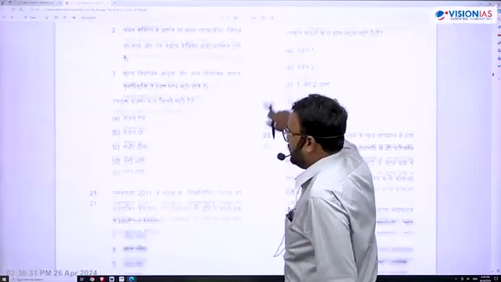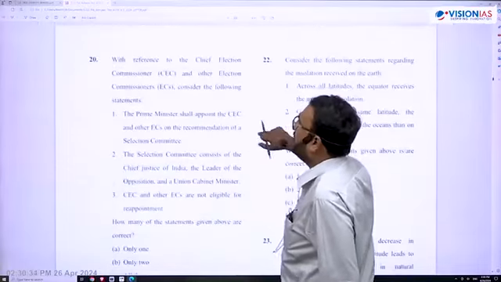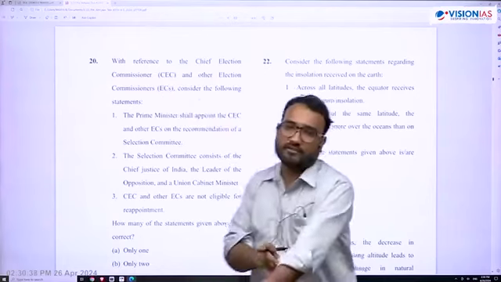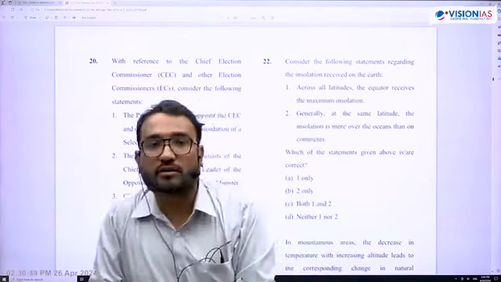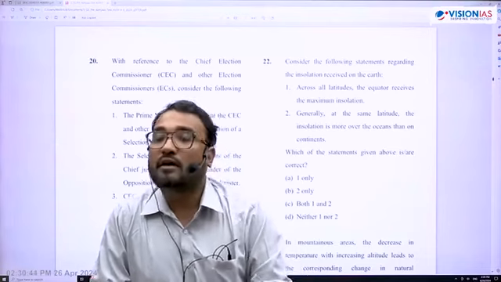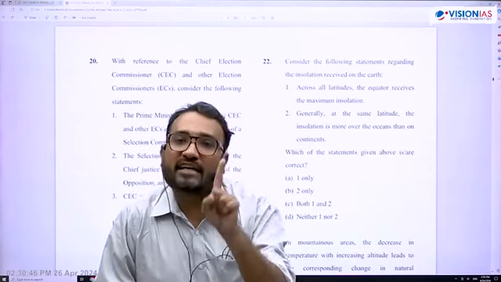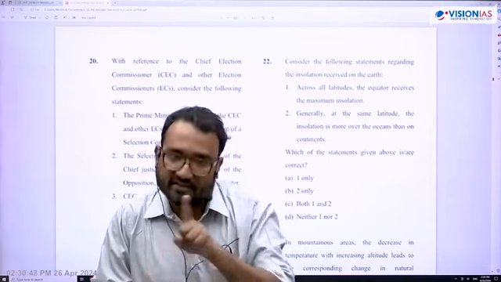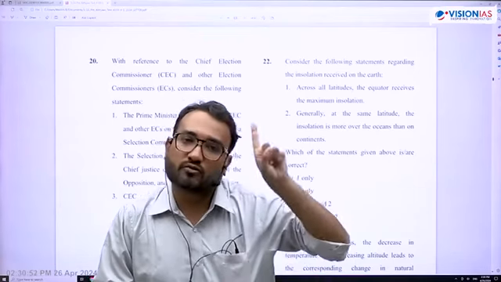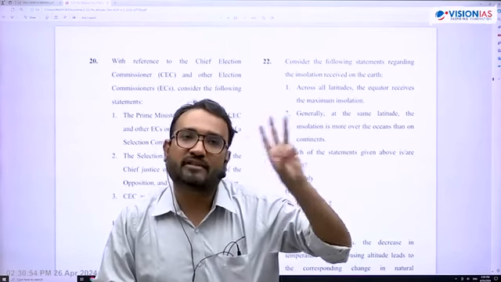Okay, let's see question 20. With reference to the Chief Election Commissioner and other election commissioners, consider the following statements. Article 324 of the Constitution: there shall be an Election Commission of India. Getting my point? Article 324. Election Commission of India for direction, superintendence and control. This is the language of the Constitution. Direction, superintendence and control of the elections to the Parliament, State Legislature, President and Vice President.